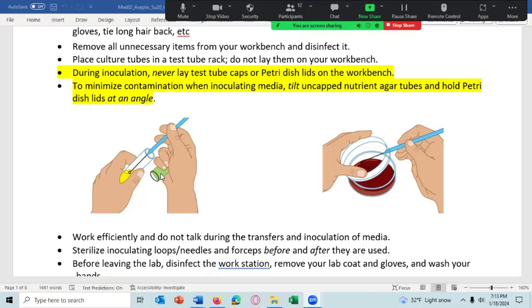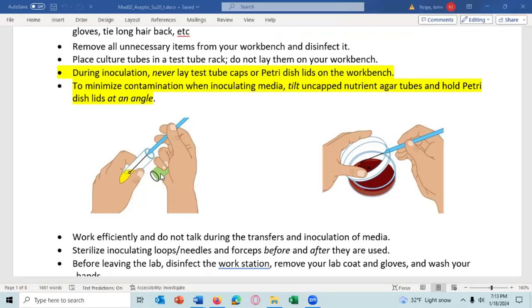I don't know if you guys can see this either, but you should not take it off the dish. You should hold it so that it's partway open and then partway protecting the dish, as is shown here.